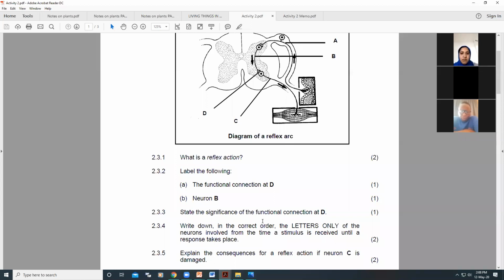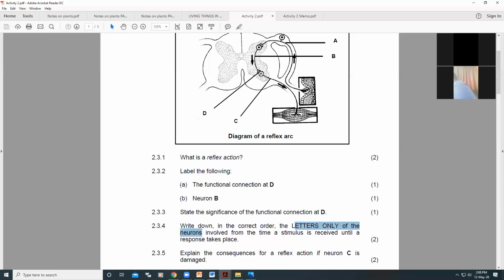Ram says A, B, D, and then C. Kaleko says A, B, C. If you look here, it's going to go sensory neuron, interneuron, it will jump D, the synapse, and then go to the motor neuron. If we look at the memo, it's asking you for the letters of the neurons. So D, the synapse, is not classified as a neuron, so that wouldn't be part of the answer. ABC is enough in the memo.